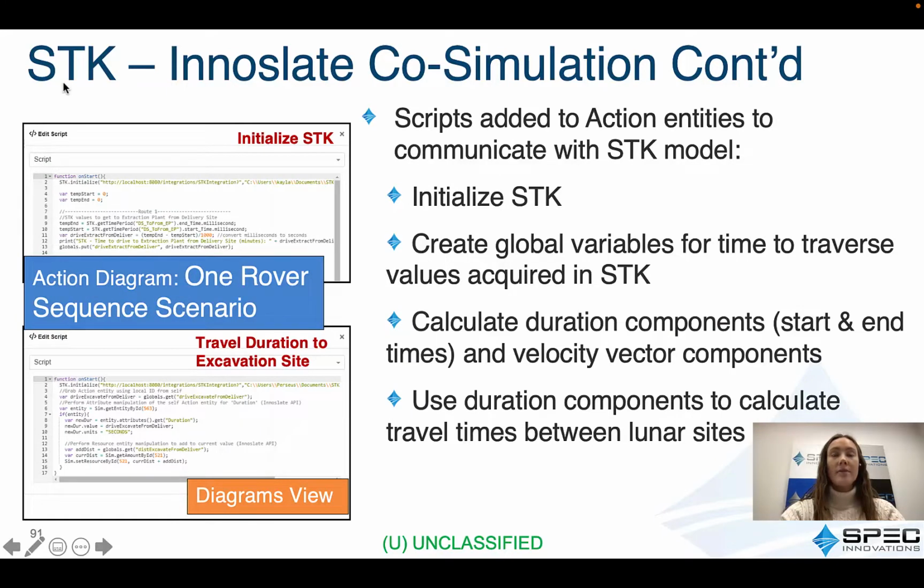Once the action diagram is created to model the lunar rover travel routes, scripts were added to the action entities in the diagram. These scripts communicated with STK model in order to initialize STK, create global variables for time to traverse values acquired in STK, calculate duration components such as start and end times, calculate velocity vector components using the duration components, and use duration components to calculate travel times between the lunar sites.